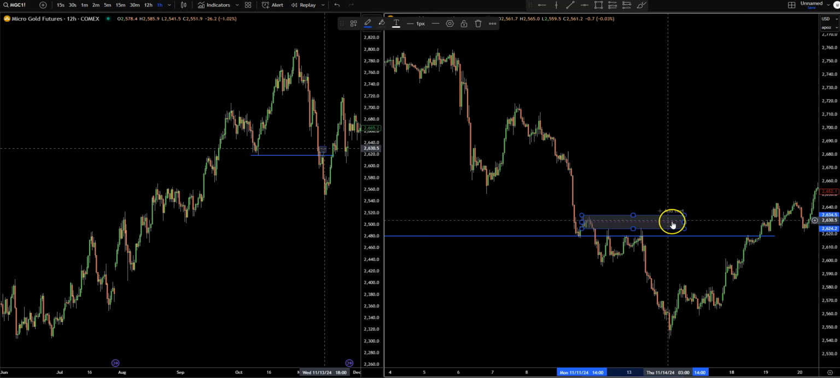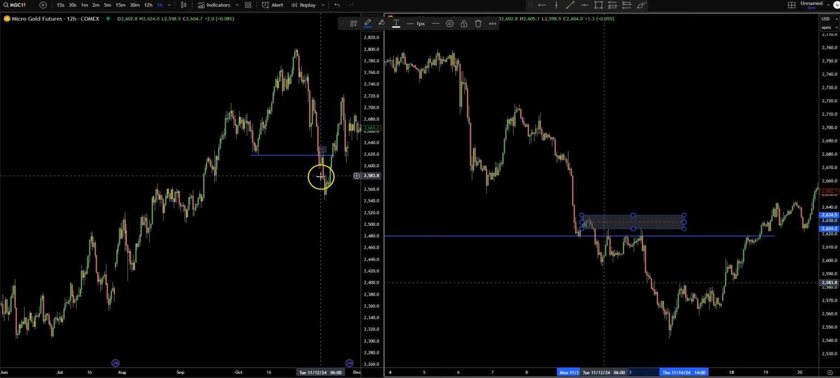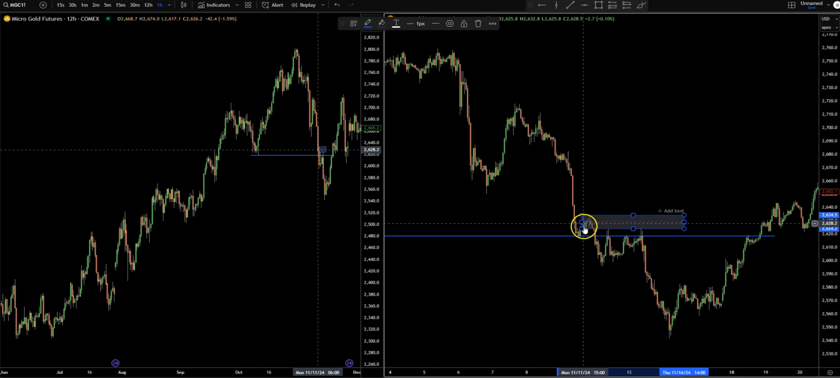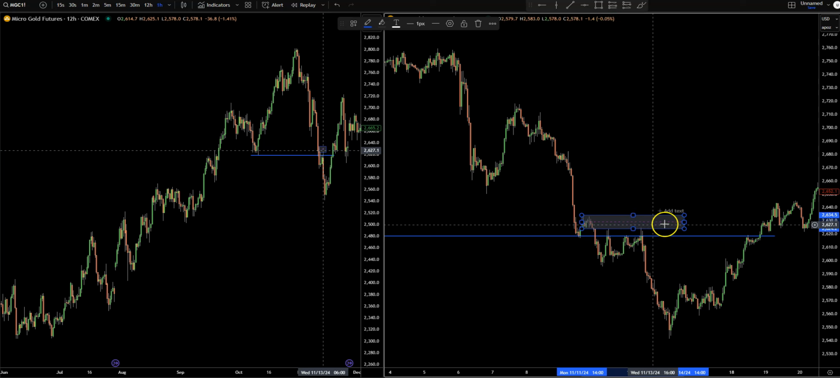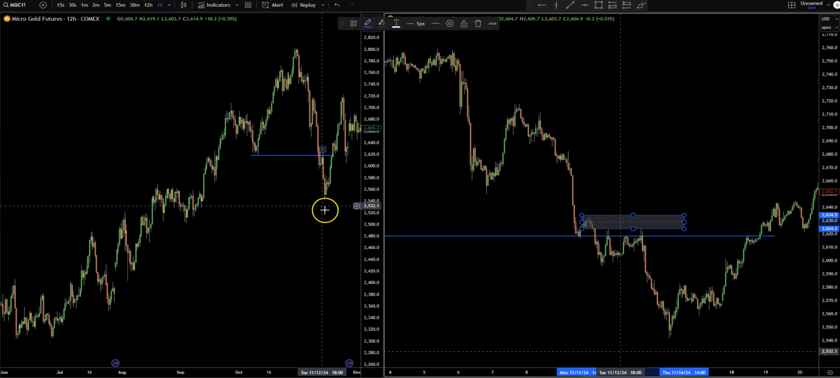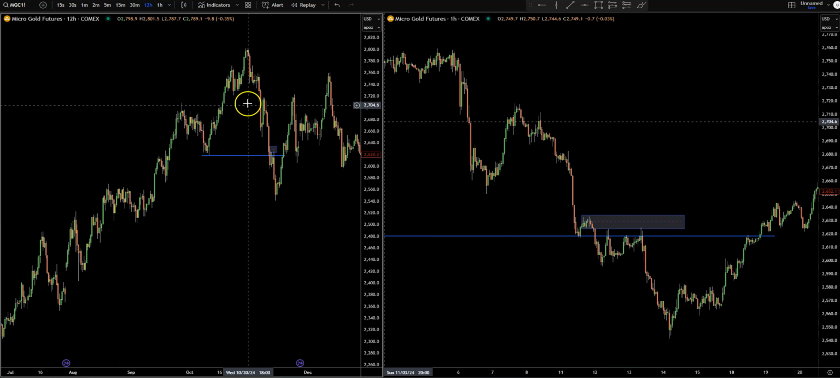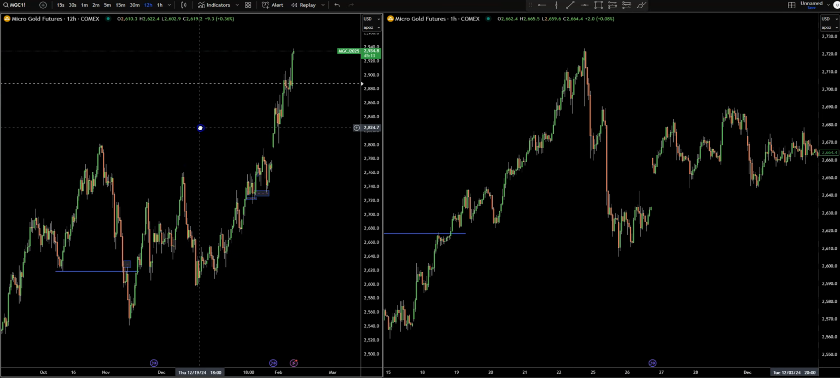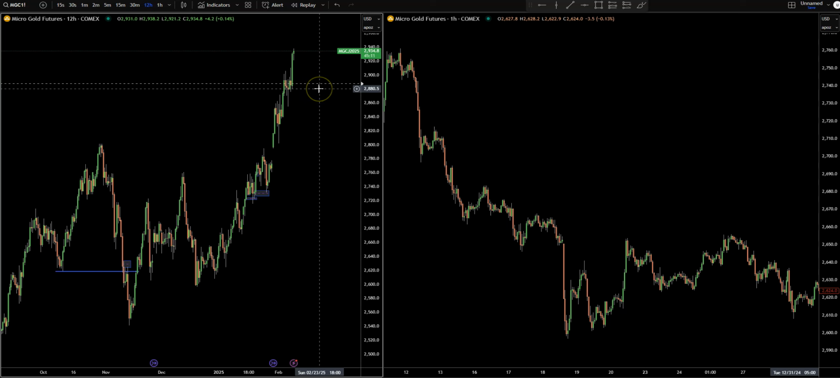But I might have been interested right here because we've broken down and we've got a pretty clear supply zone here. We've got a return to it. At this point, I might have looked to my lower time frame and looked for an entry reason to see if I couldn't catch that move short. But then that move was relatively short-lived, as on the higher time frame, we started moving back up. And here we are at all-time highs.